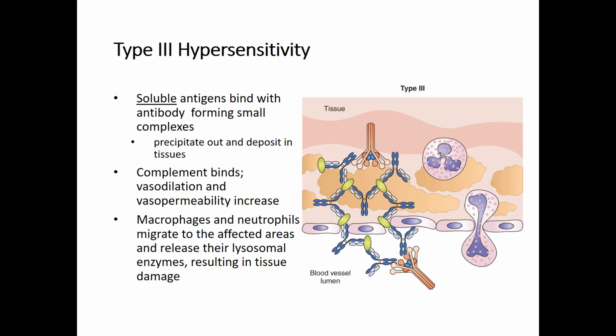Let's look at an illustration of a type 3 hypersensitivity reaction. So remember, we're looking at soluble antigens binding with soluble antibody to form a small complex in the tissue. They precipitate out, bind into the tissue, and they form that kind of irritating complex there. We have antibody, we have antigen, right? And we have these complexes. They're forming a complex here.